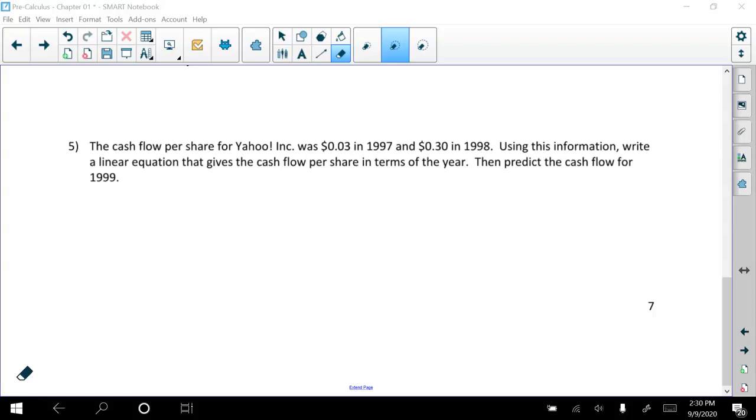So the cash flow per share for Yahoo Inc. was 3 cents in 1997 and 30 cents in 1998. We're going to use this information to write an equation that gives us the cash flow per share in terms of the year and then predict the cash flow in 1999. Now, the important thing I want you to get out of this problem is thinking about how to write information in a more familiar way.